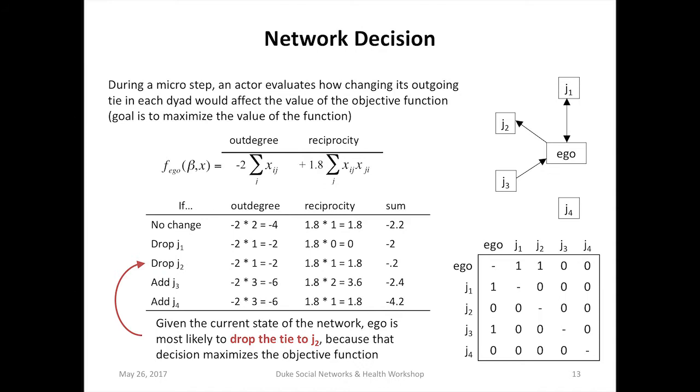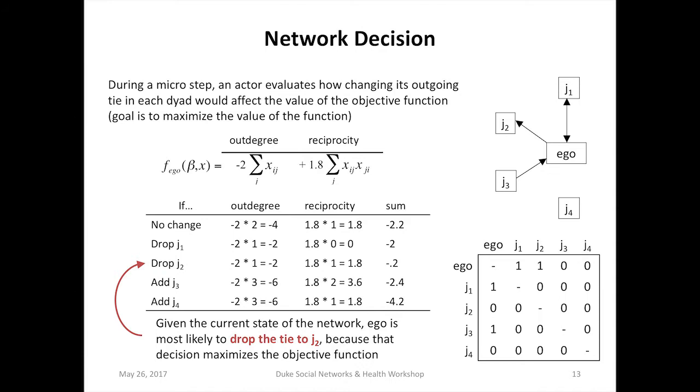So now we're going to get into the nitty-gritty of the model with an example. Here we have a hypothetical model where we have an out-degree effect and a reciprocity effect. The out-degree effect is simply controlling for the density of the network. It's similar to an edges term in an ERGM.